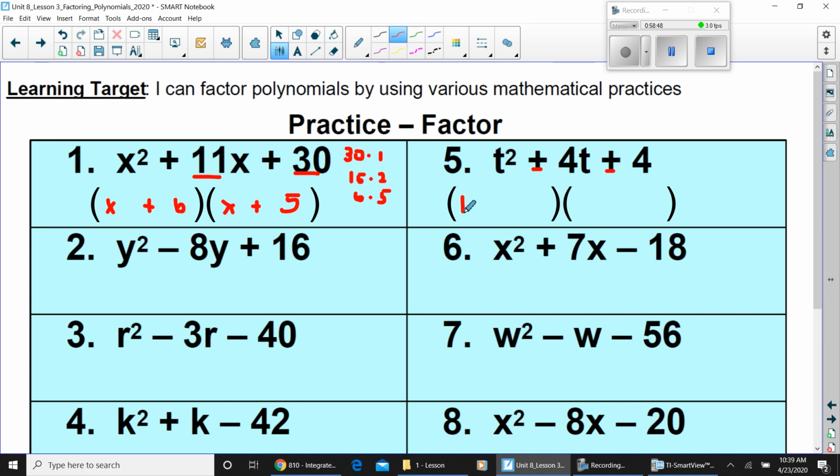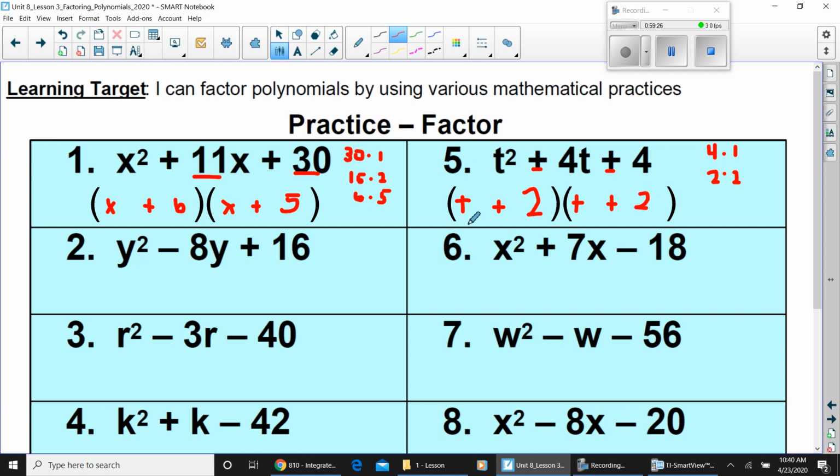So I'm going to put t and a plus, and another t and a plus, because t squared is t times t. What 2 numbers multiply to 4 and add to 4? So 4 times 1, 2 times 2. 4 times 1 will add to 5, or you can make 3 out of it, so you can't make 4 if you add them. 2 times 2.